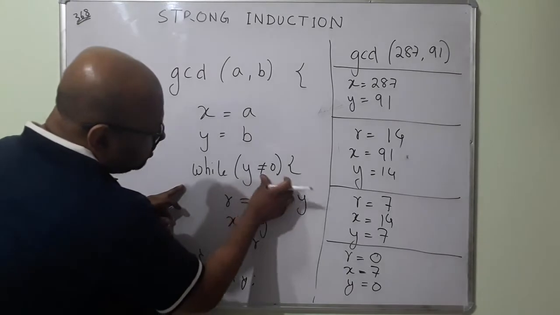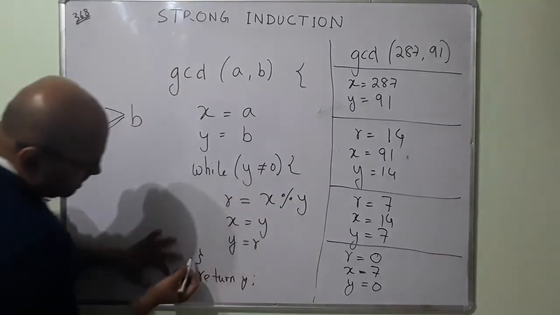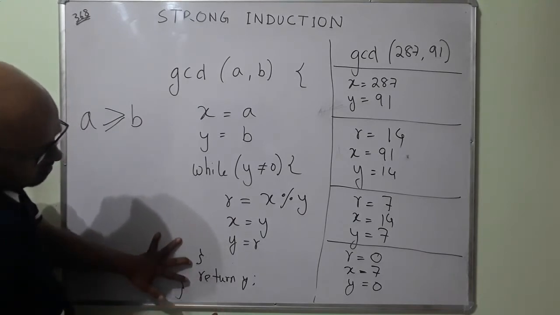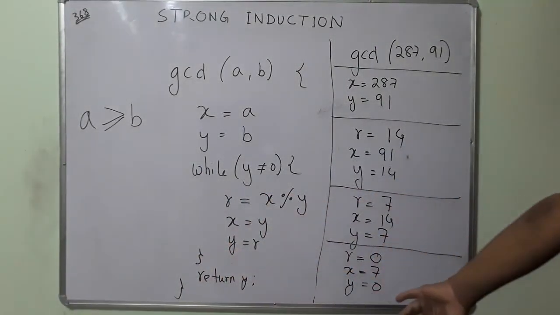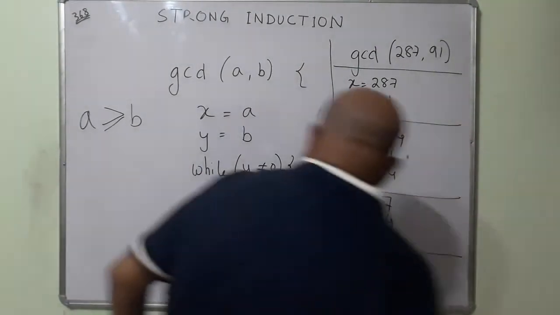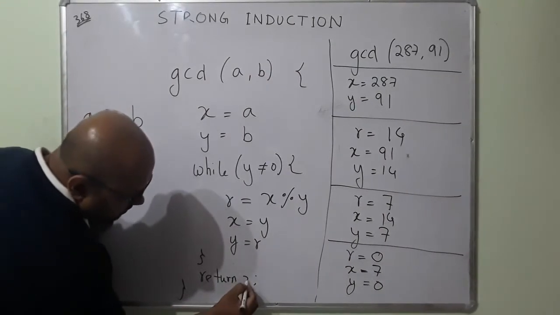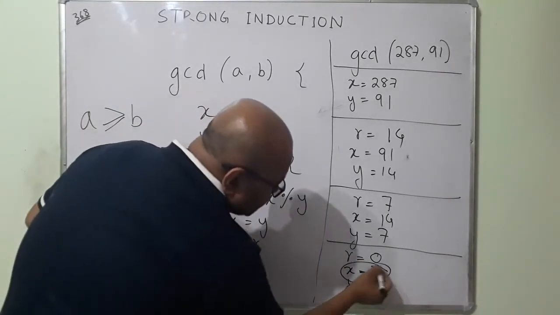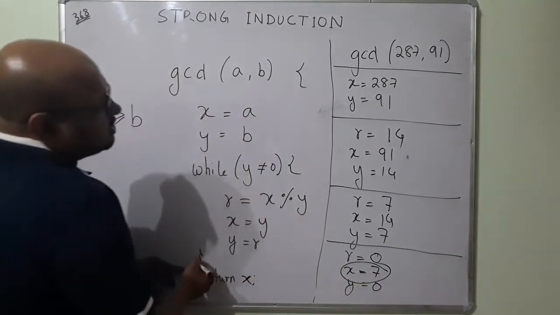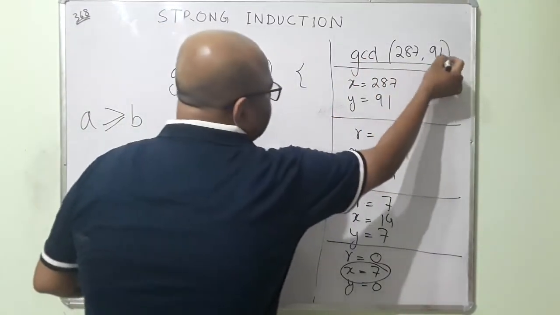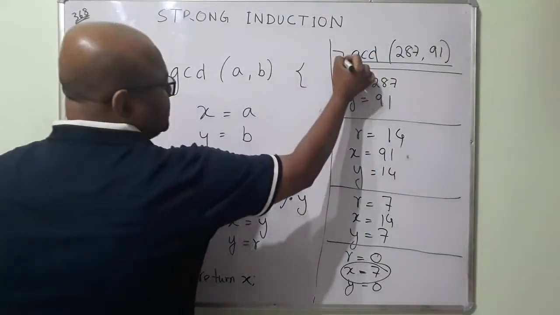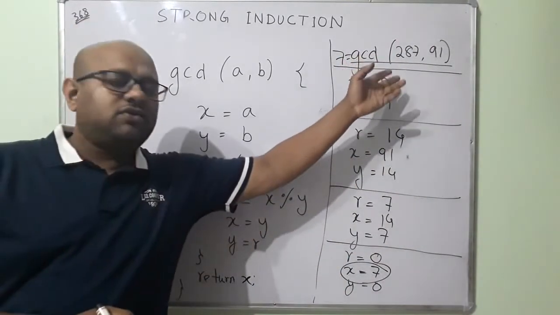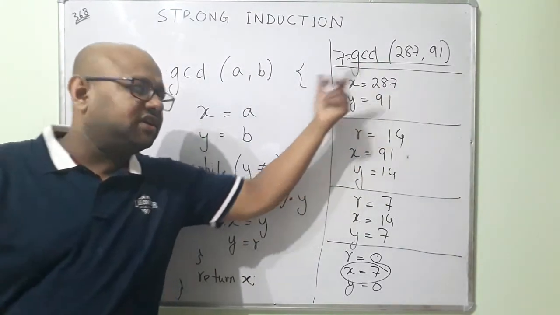Is y equal to 0? y is equal to 0. So I come out of this loop. And what do I return? I return x. I do not return y. So I come out of this loop and I return x. What is x? x is 7. So I return 7. So what does my function return? My function returns 7. So 7 is the GCD of these two numbers. You can try to factorize these numbers and you will see that 7 is the greatest common divisor.